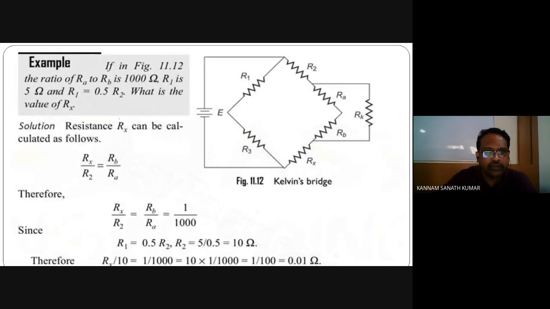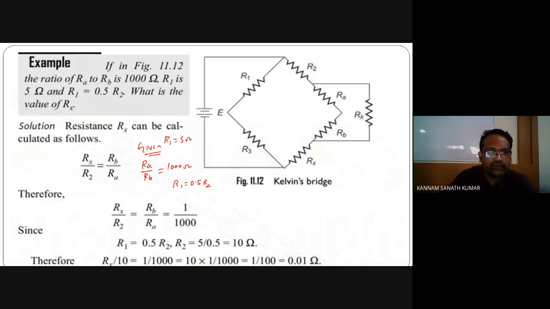So if you see this problem, one problem related to the Kelvin bridge. So in the figure, the ratio of Ra by Rb equal to 1000. So given from the problem, Ra by Rb equal to what? 1000 he given. Okay, 1000 ohms. And R1 equal to what? R1 equal to 5 ohms. And he given the relation R1 equal to 0.5 R2. Okay, R1 equal to 0.5 R2.